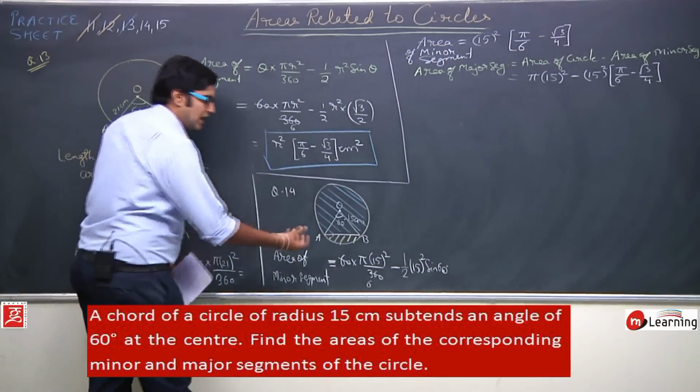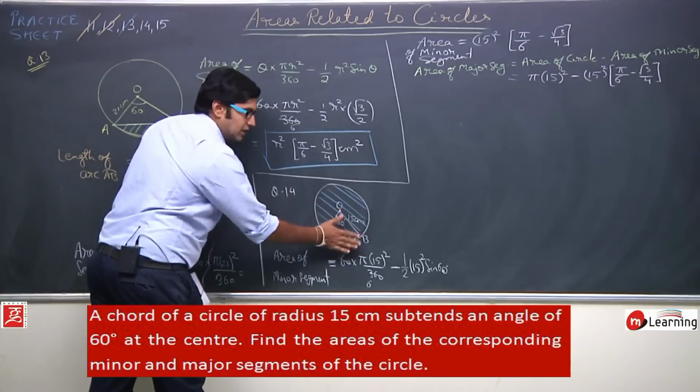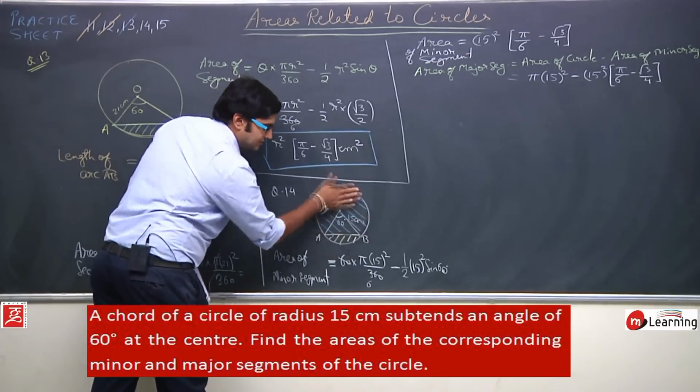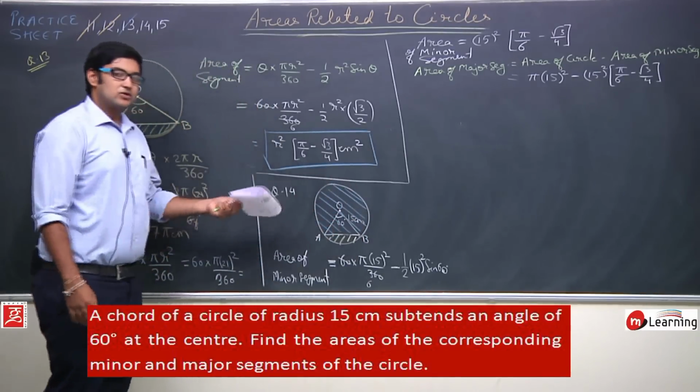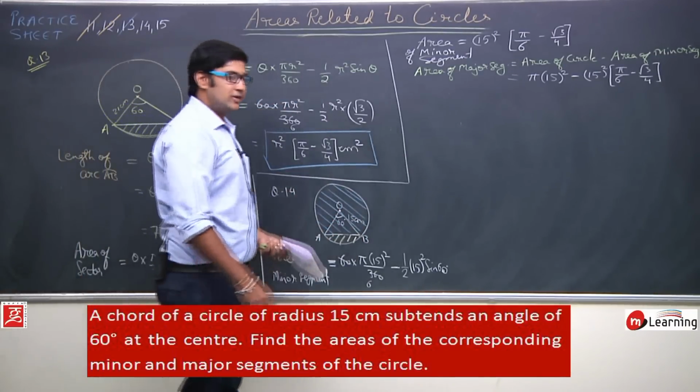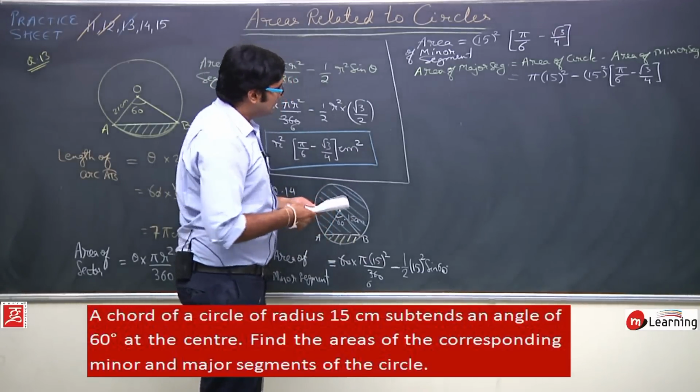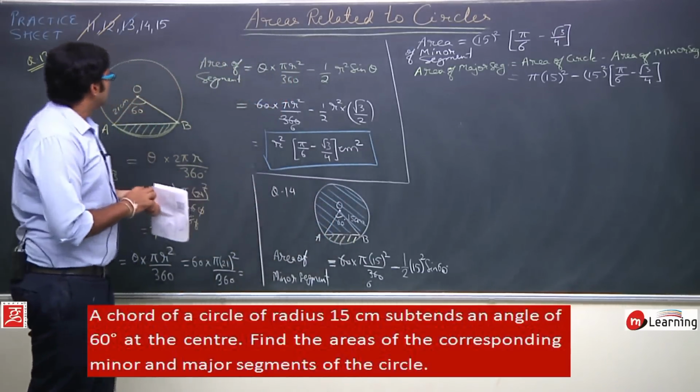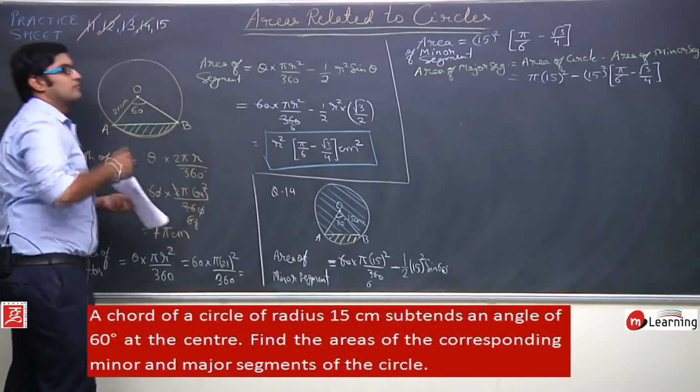What I have done, I have removed this much part from the circle, so I will be left with the major segment, this part. So from this I can determine the area of the major segment as well. So this is the solution for question number 14.